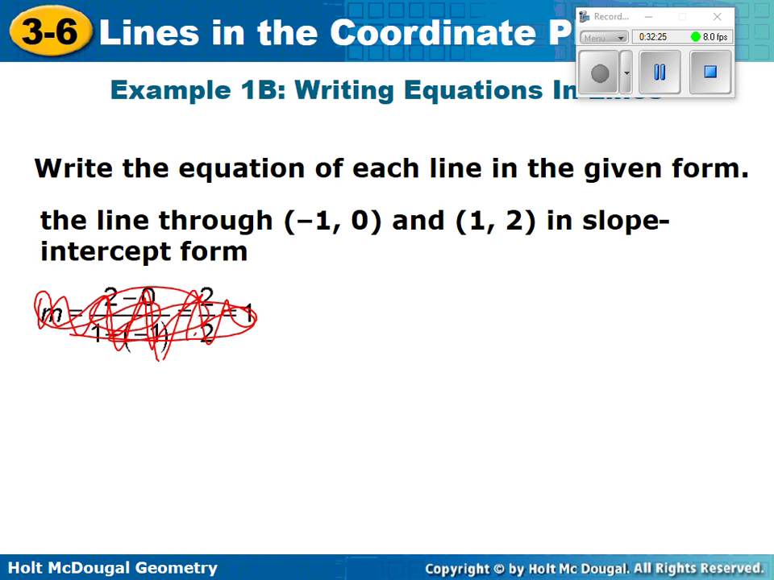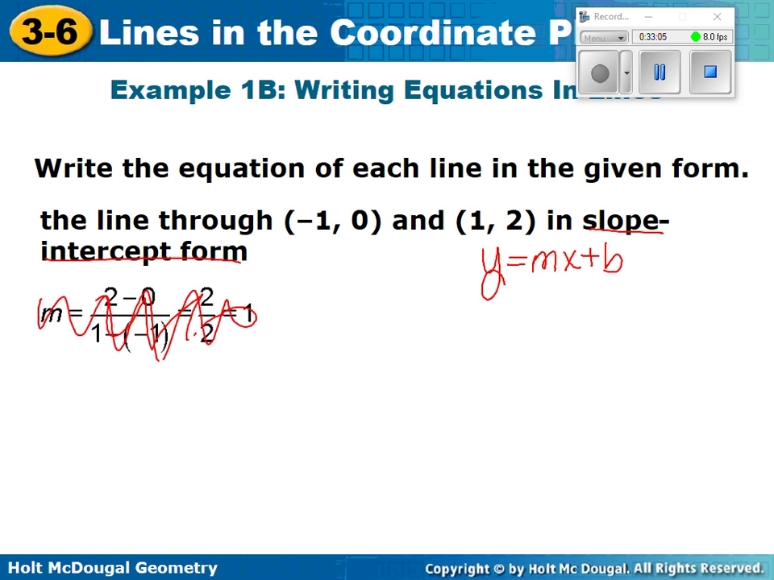All right, so it says write the equation of each line in the given form. The line that passes through negative 1, 0 and 1, 2 in slope-intercept form. So what is slope-intercept form? What is it again? Slope-intercept. Y equals mx plus b. Be super careful that you are using the right form. I'm telling you, that's the part where you'll be so frustrated if you use the wrong form and got this wonderful answer, because I'm checking to see, do you know the difference between slope-intercept and point slope? Okay, so what do we need to know to write this equation?